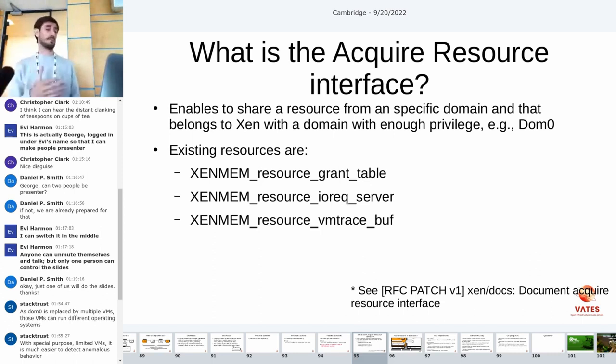Just to have a more concrete idea of what I'm talking about, for example, QEMU, which is a process in DOM0, uses IOREQ server for a particular domain. If you want to know more about the acquired resource interface, I have submitted a request for comments explicitly to document this interface. So if you want to see that patch, feel free to do it.